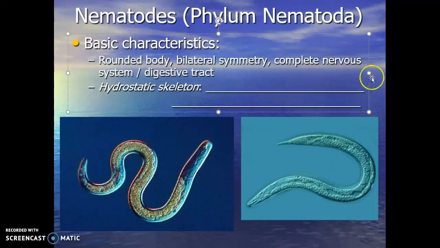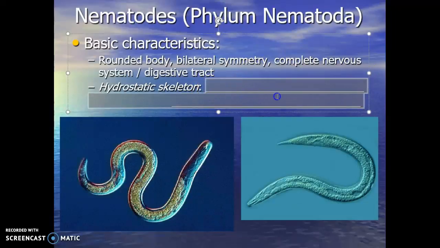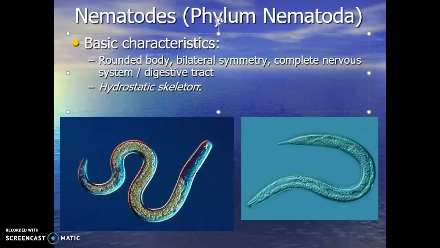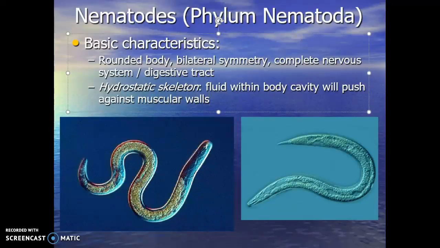Now movement, a lot more movement in the nematodes than the other phylum we were looking at so far. The reason why they have so much movement is this structure called the hydrostatic skeleton. Fluid within the body cavity will push. So in order for them to have this movement, there's fluid within their body cavity that pushes against the muscles in the body wall, or muscular walls of the body, and it creates kind of a whip-like action.